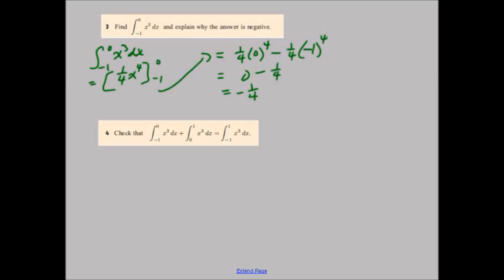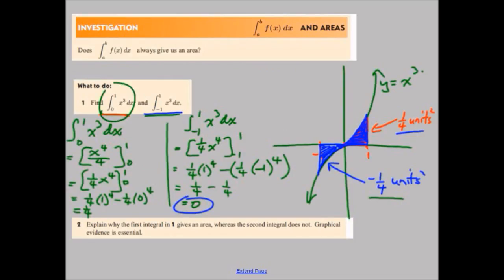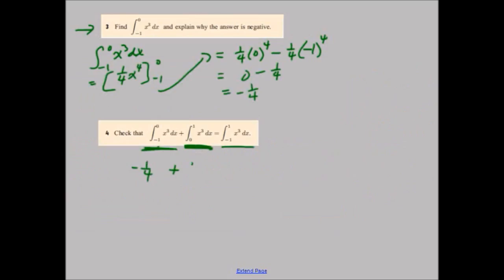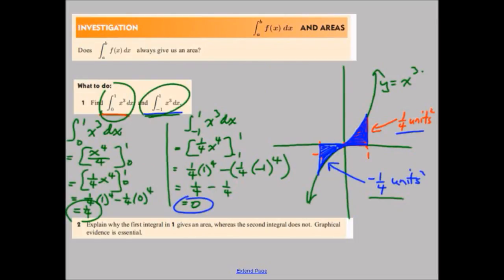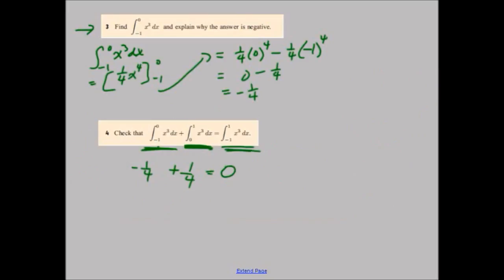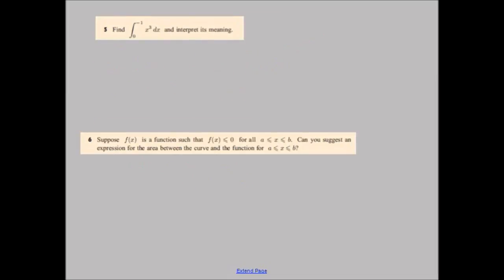Number 4, check that. The same function, x cubed, from -1 to 0 plus from 0 to 1 is the same as from -1 to 1. So we don't need to redo this work. Let's go back and look. In number 3, we did this first part from -1 to 0, and we got -1/4. From 0 to 1 was this, and we determined that is 1/4. So plus 1/4 equals from -1 to 1, which we determined equals 0. So does -1/4 plus 1/4 equal 0? Yes, it does. Check.